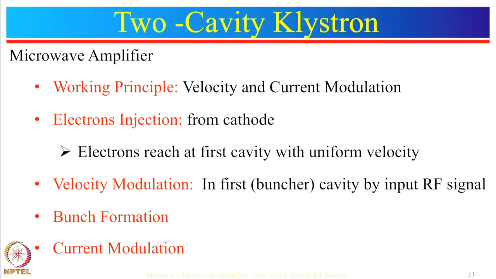And because of this velocity modulation, electrons form bunches as they drift down the tube, and that is called bunch formation. Because of this bunch formation, the density of the electrons in the catcher cavity varies periodically with time. That means the electron beam contains an AC component of the current, which is known as current modulation.